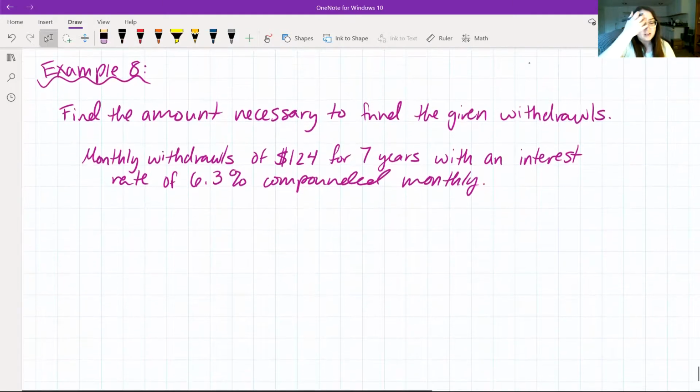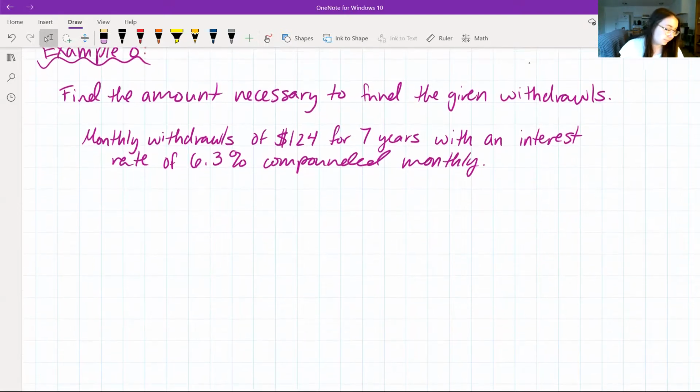All right. So for our last example here, we just want to find the amount necessary to fund the given withdrawals. We have monthly withdrawals of $124 for 7 years with an interest rate of 6.3% compounded monthly. So this is what we talked about at the very beginning of 5.4. We went over those important concepts. So if we're going to withdraw $124 every month for 7 years, and we have an interest rate of 6.3% compounded monthly, how much money will we need in our account right now to satisfy these requirements?